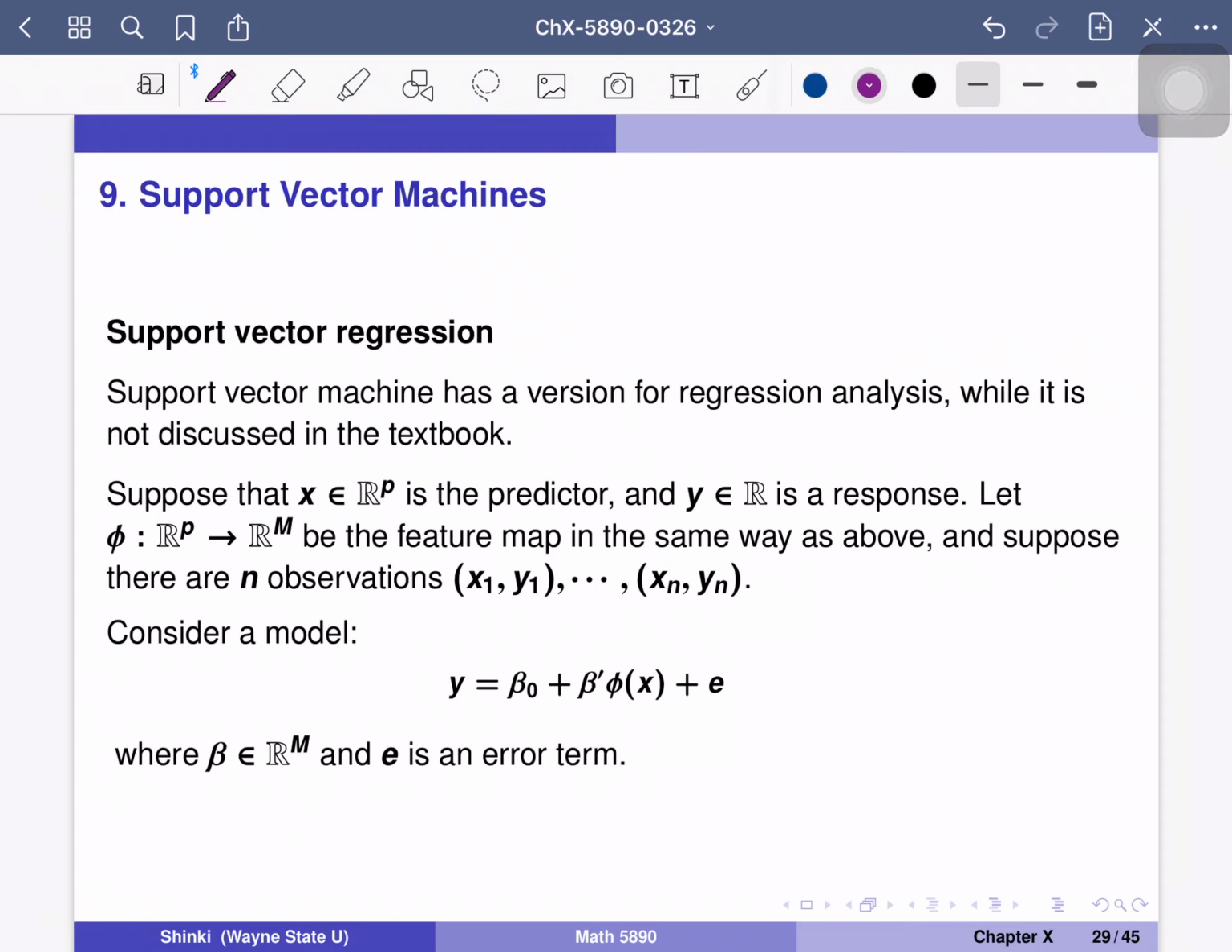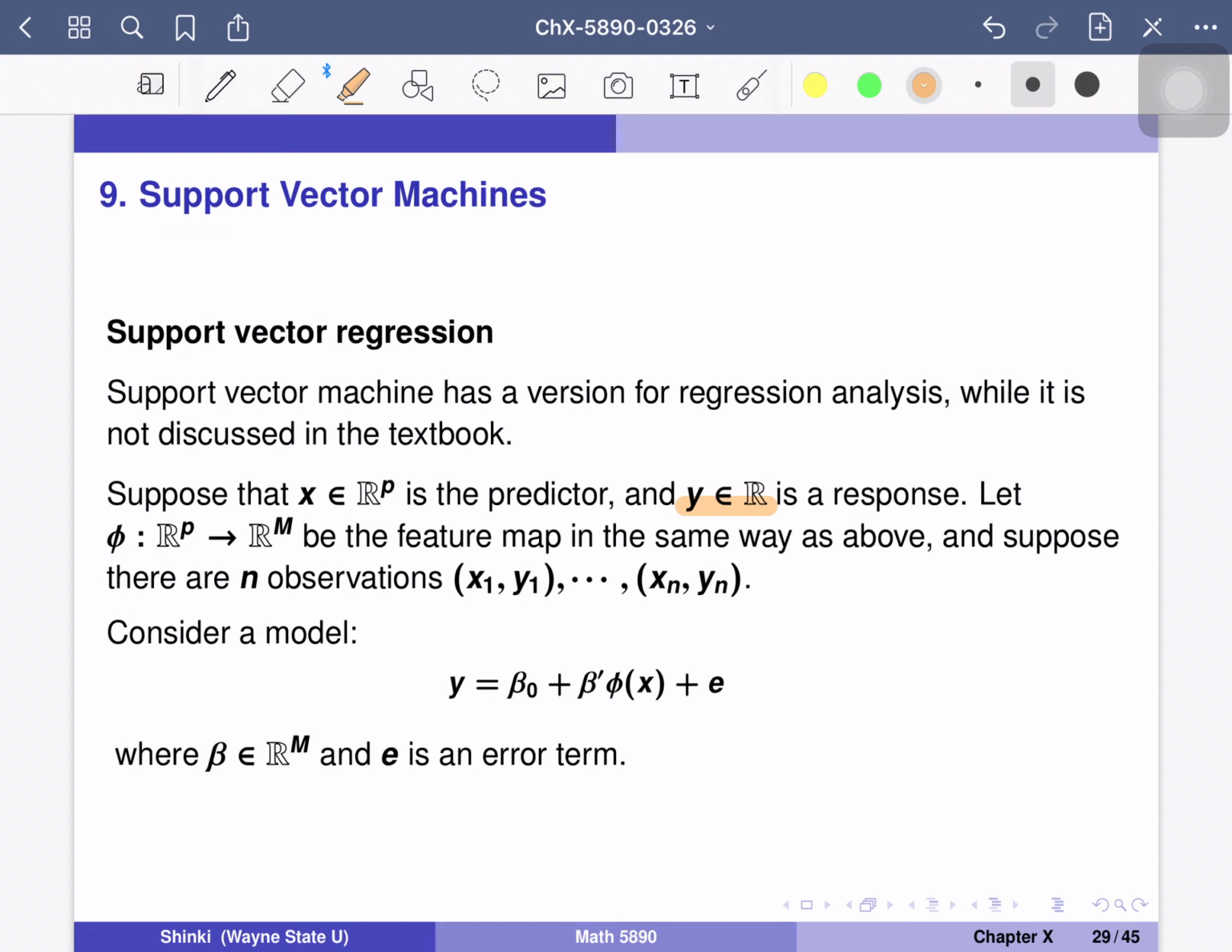Hi everyone. So next we want to discuss support vector regression. Support vector machine has a version of regression analysis that is support vector regression. Suppose that x is a predictor and y is a response. So y is now continuous scale.